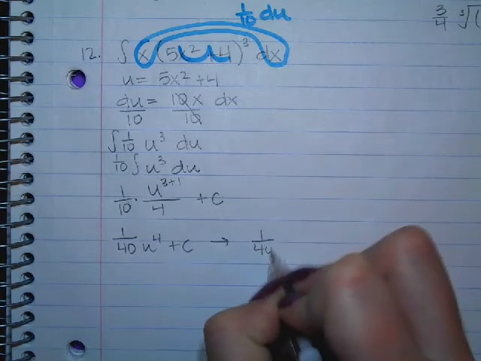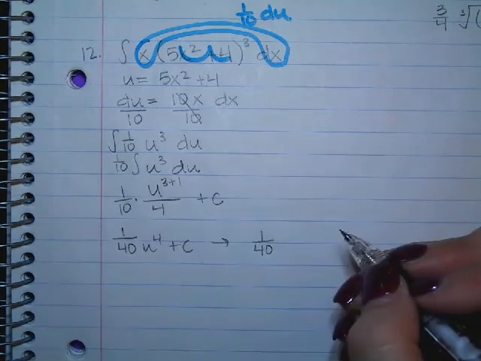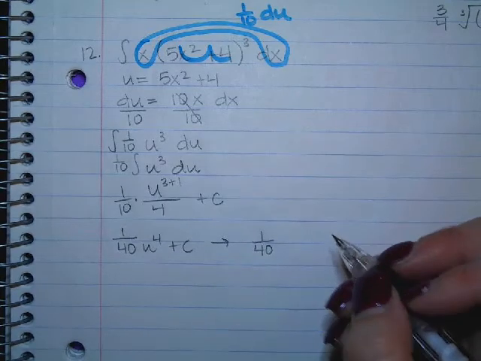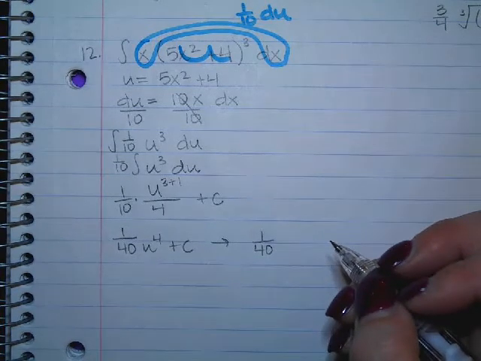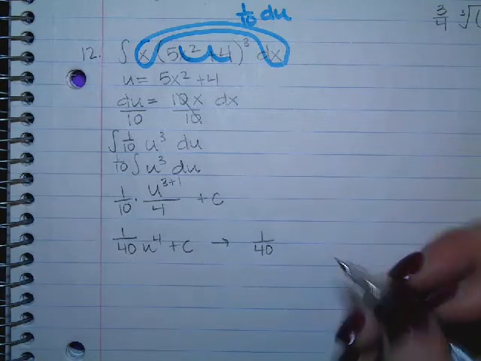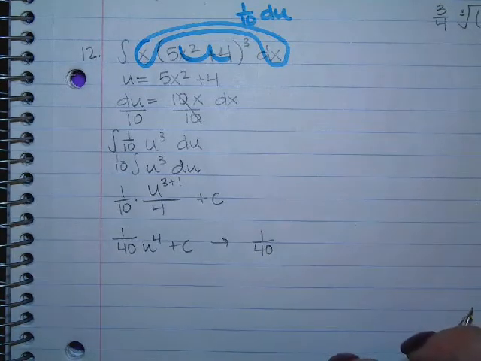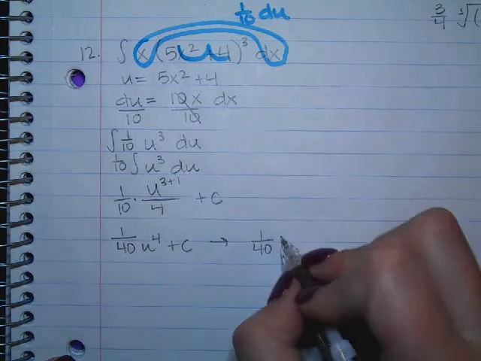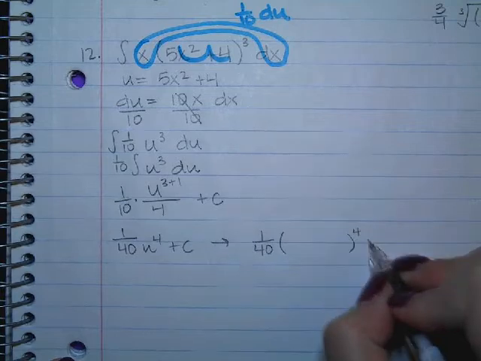Would you put u to the fourth on the top so it's u to the fourth over 40? I often don't do that because I found a lot of students forget that it's a coefficient if they do that. So I like to write it this way, but you will definitely see in multiple choice problems that they've done that. All right, 1/40th u.